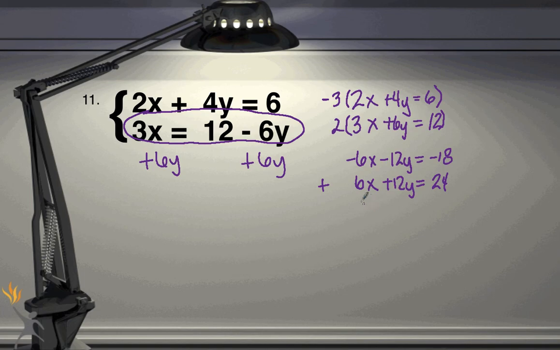So as I finish this equation, I'm going to add them both. Negative 6 and positive 6 is 0. Negative 12, positive 12 is 0. This one is 6. So when two numbers don't equal each other, it's not possible. Therefore, it makes it a no solution.